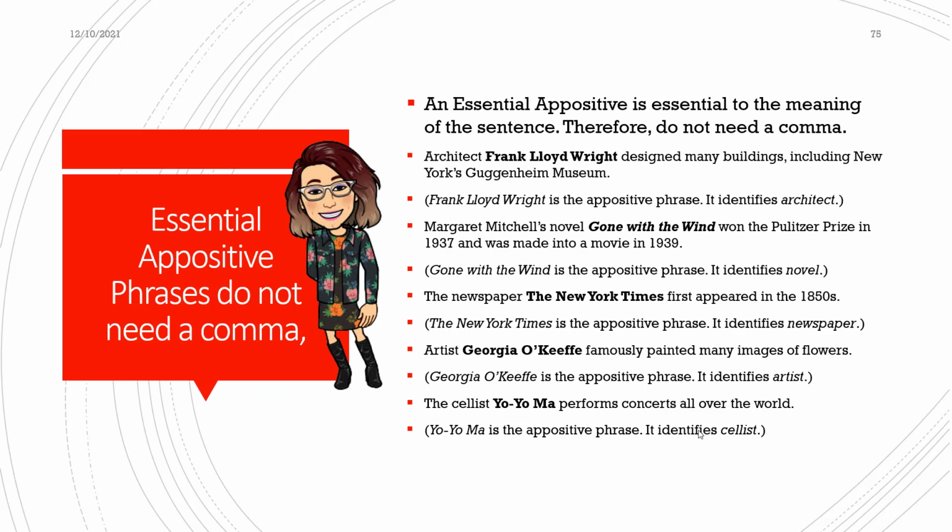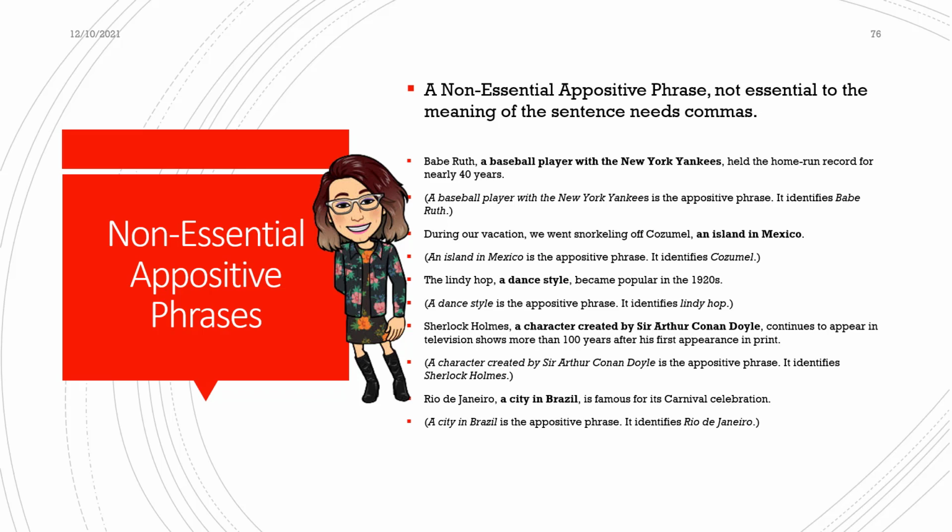So I actually had a student ask me how you use commas in appositive phrases. And that's how you do it. So if it's really essential, you don't add commas. If it's not essential to the meaning of the sentence, then it needs commas.